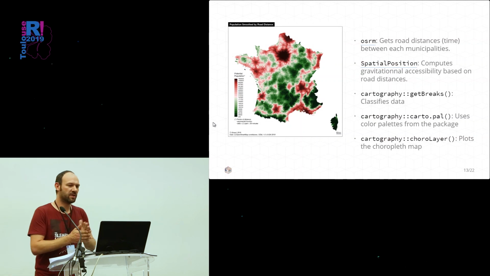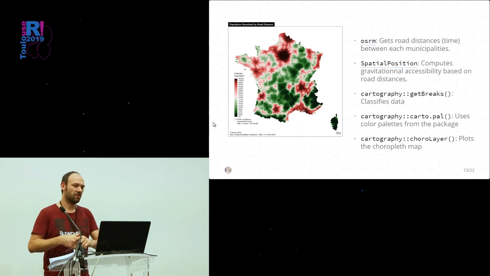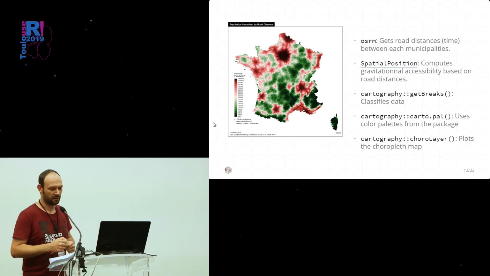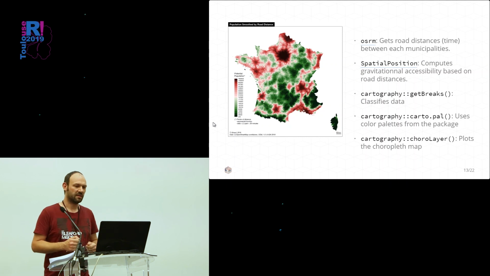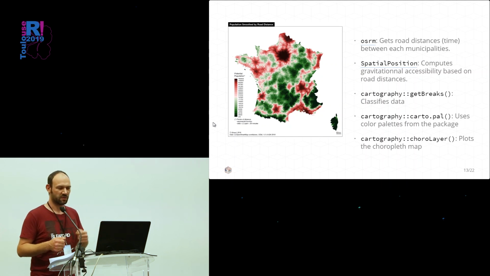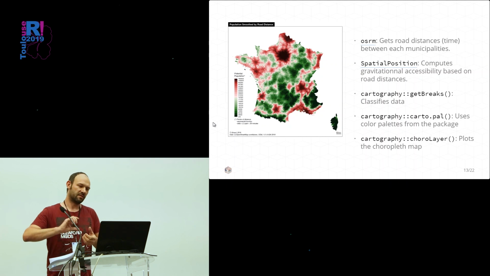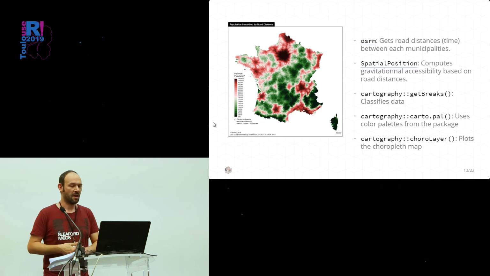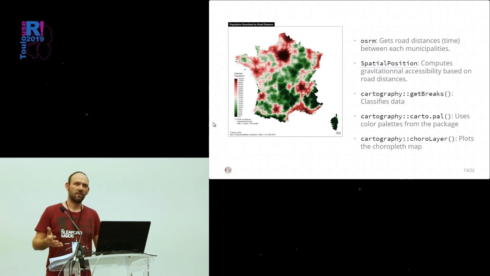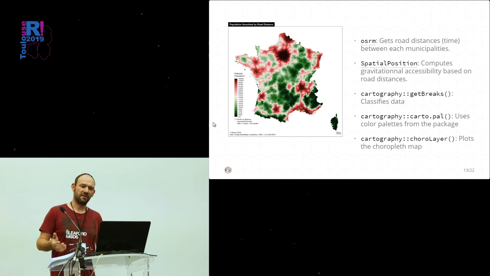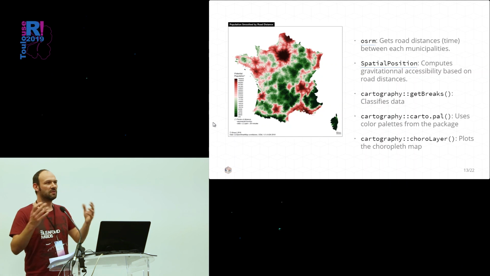To create this map, we use the package OSRM, a mapping engine where we can get road distance based upon OpenStreetMap data. Then we use SpatialPosition, which computes the gravitational accessibility. And then in cartography, with those data, we classify, we use our custom palettes, and we plot the choropleth map and the map layout.